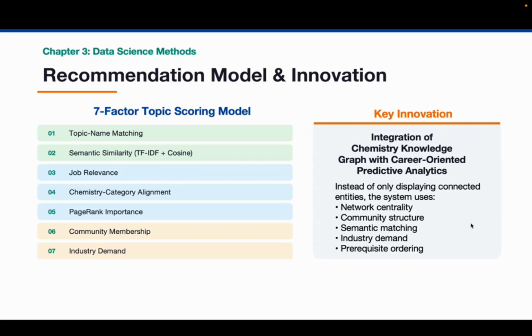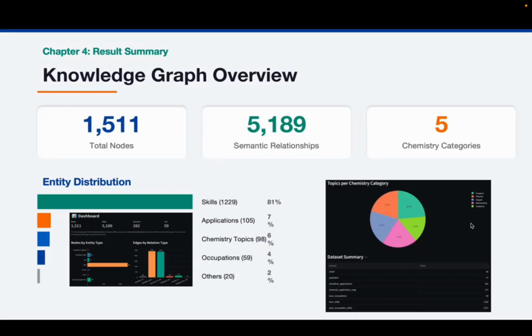The innovation is combining graph analytics, centrality, community structure, and prerequisite ordering with career-oriented prediction, not just entity display. The completed graph has 1,511 nodes and 5,189 semantic relationships. Skill nodes account for the largest proportion because occupations link to extensive ESCO competency requirements. Required skill is the dominant edge type, reflecting how chemistry careers connect to professional skills.